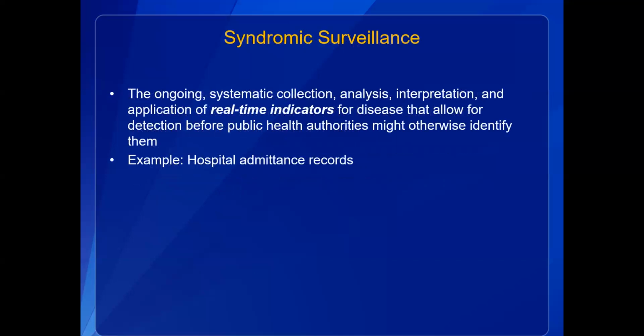Then another type of surveillance we have is syndromic surveillance. Syndromic surveillance is the ongoing systematic collection, analysis, and application of real-time indicators for disease that allow for detection before public health authorities would otherwise detect it. So in syndromic surveillance, we are not really looking at the individual level. We are reporting data that is consolidated. We are targeting really syndromes.